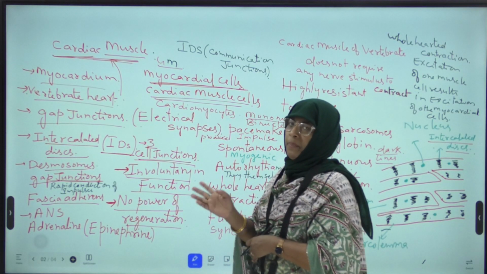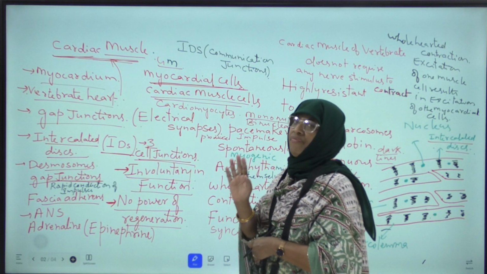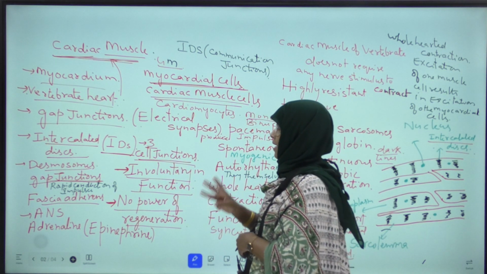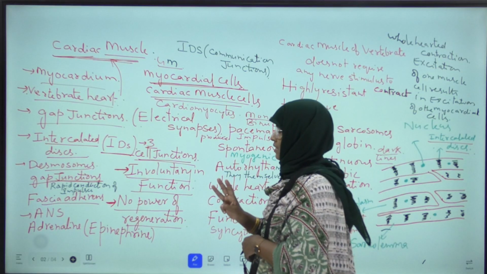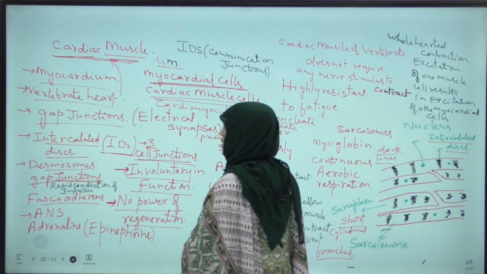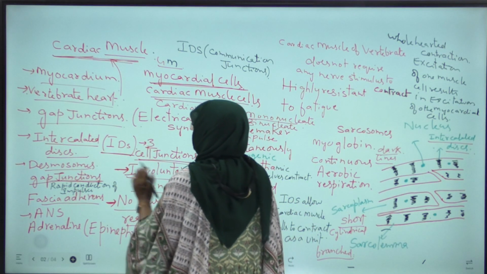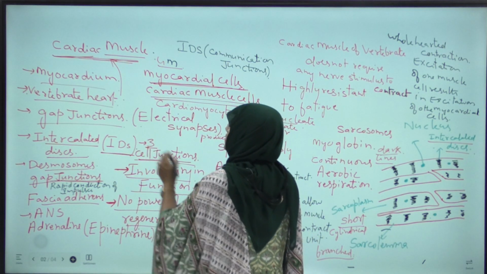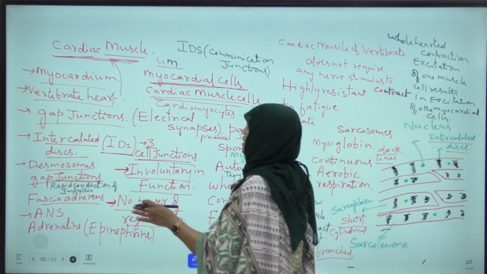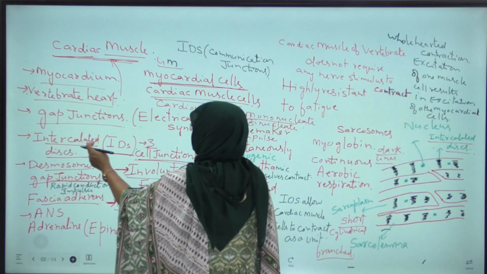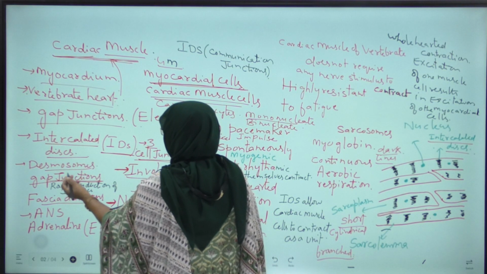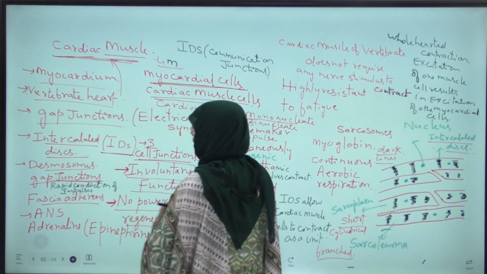This is not important for IP, this is only for NEET. The intercalated disc consists of 3 cell junctions: desmosomes, gap junctions, and fascia adherens. These cell junctions present in the intercalated disc are important only for NEET. What are the 3 cell junctions present in the intercalated disc? Desmosomes, gap junctions, and fascia adherens.